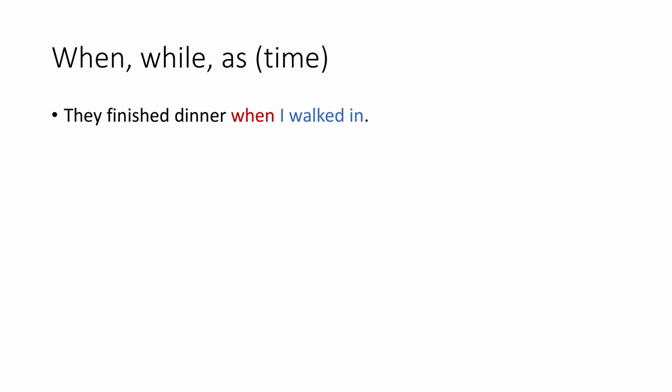In the first example, they finished dinner when I walked in. I've been using this example a lot, but I think it is simple enough. Here, the action of the main verb, finished, happens right after the action in the dependent clause or the adverbial clause. So it means that when can be used to refer to a point of time. So here we are talking about the point of time or the moment of time that walking into the room happened. And right after that, they finished the dinner. Or you can think of these two actions happening at the same time.